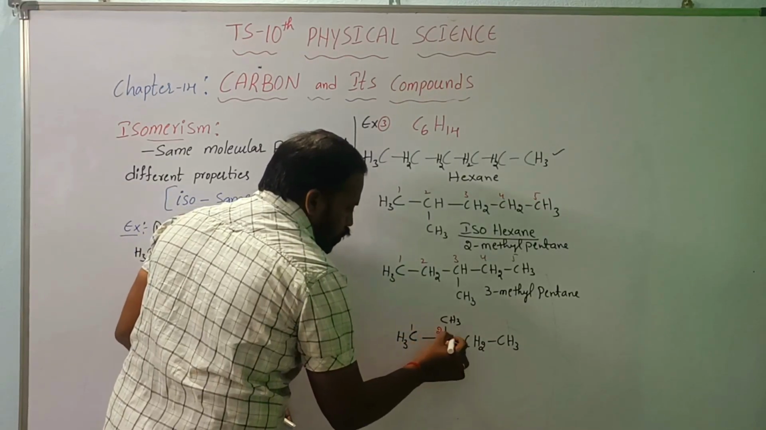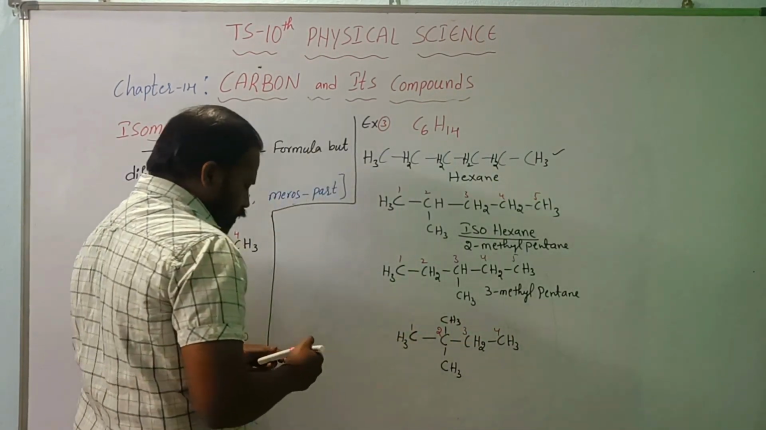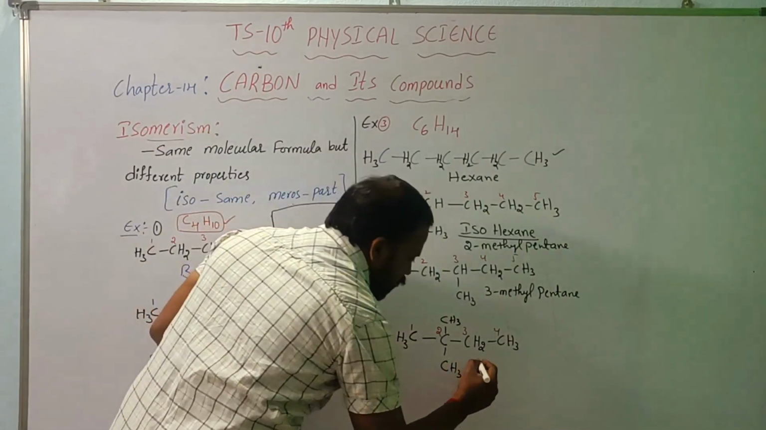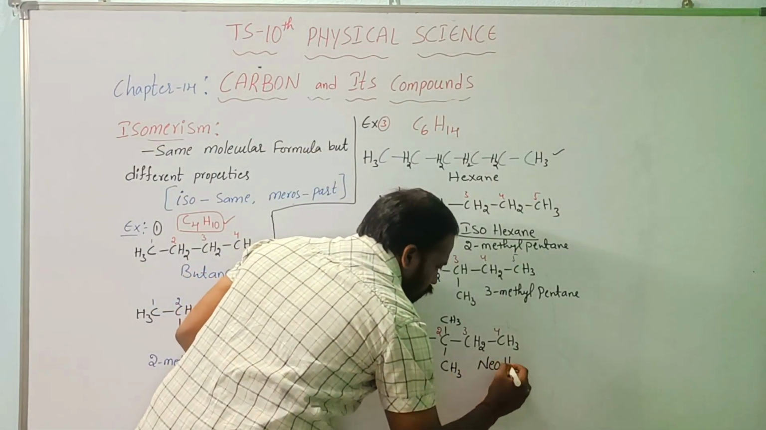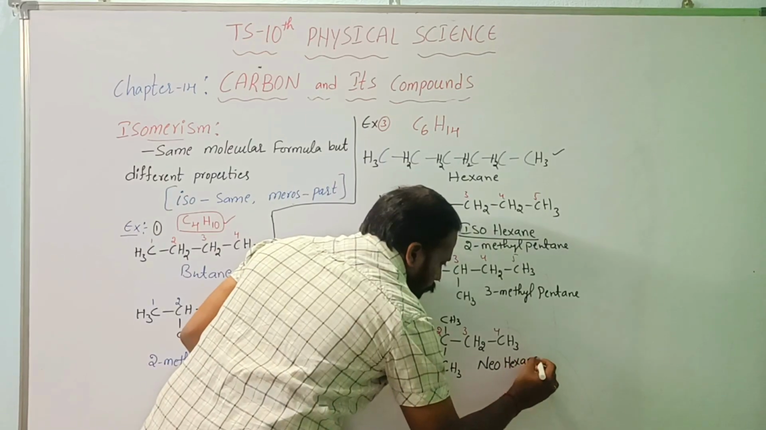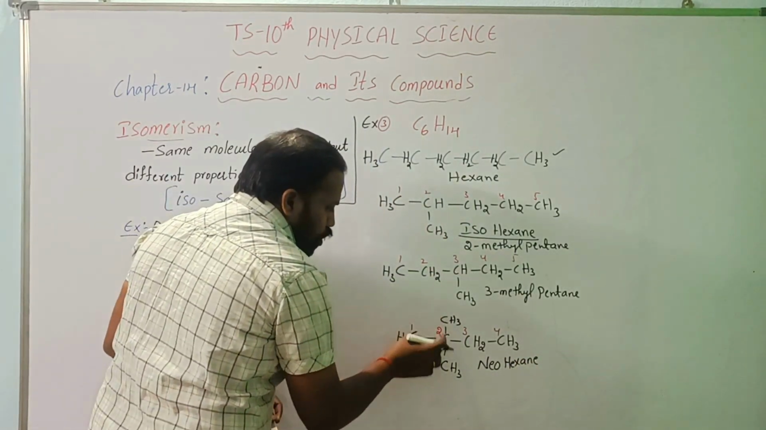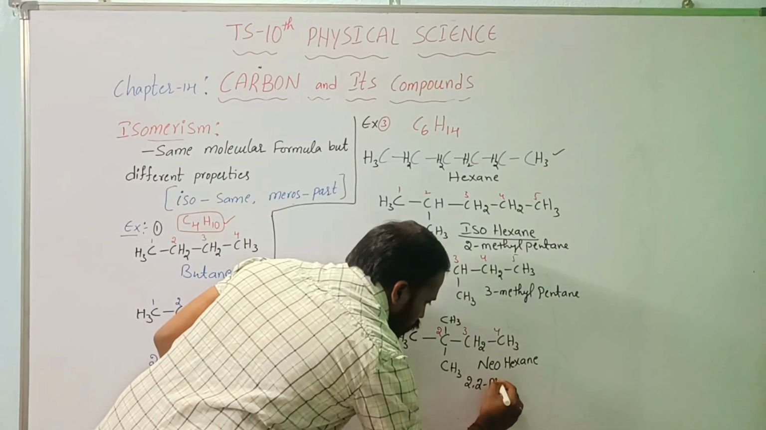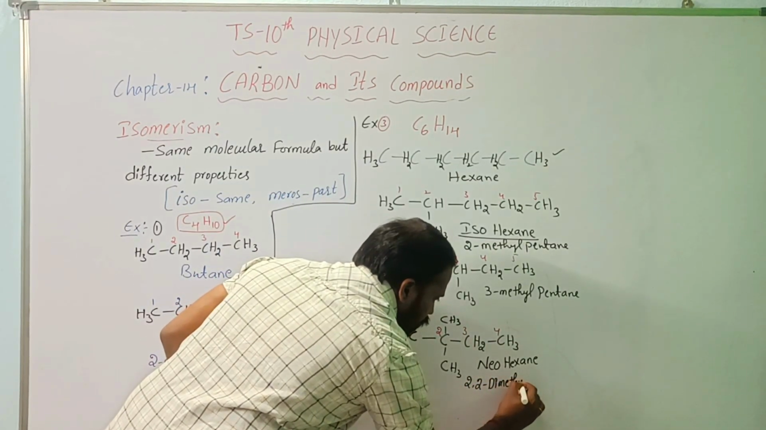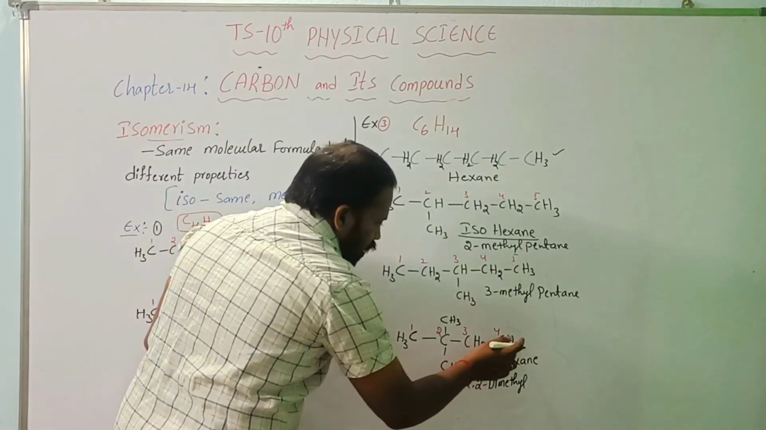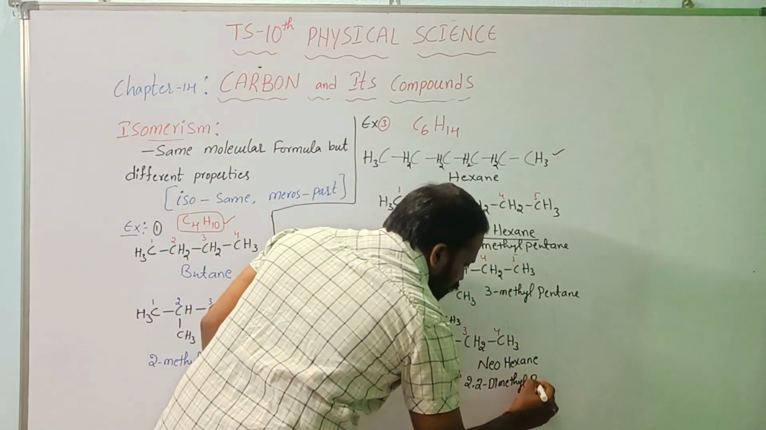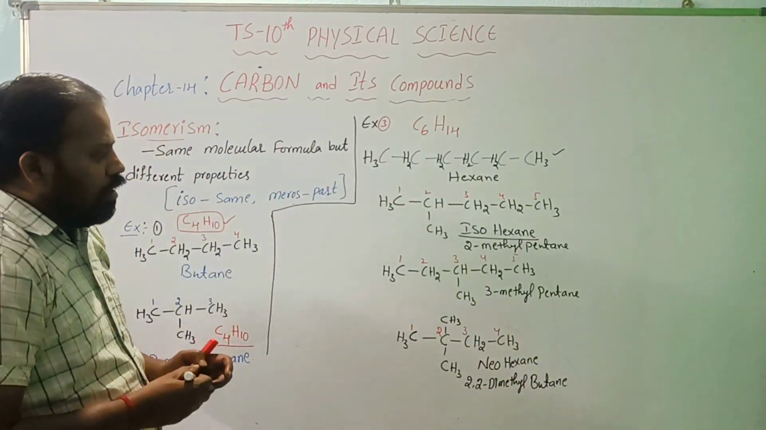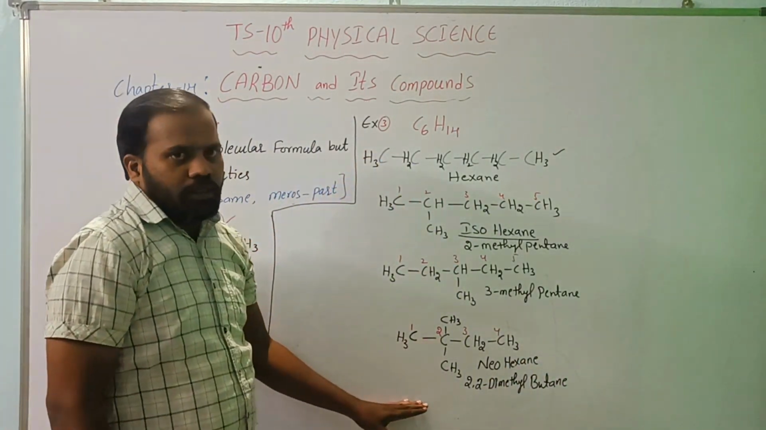What is the numbering? 2, 3, 4. What is the name of this compound? Actually, the second carbon has 3 methyl groups, so we can say this is a neo position. Neohexane. What is the IUPAC name? At the second position there are 2 methyl groups, so we can write 2,2-dimethyl, and 4 carbons means but-, all single bonds: -ane. So this is a possible isomer.